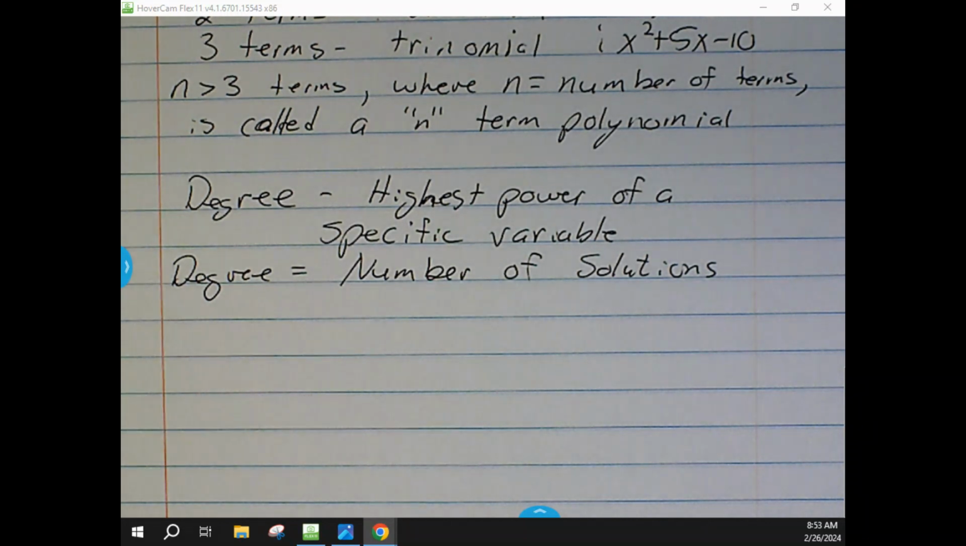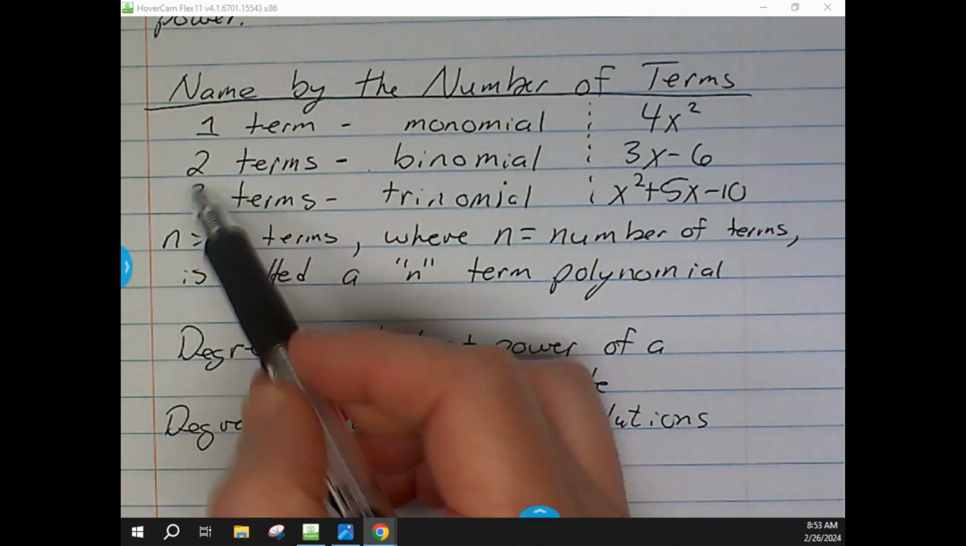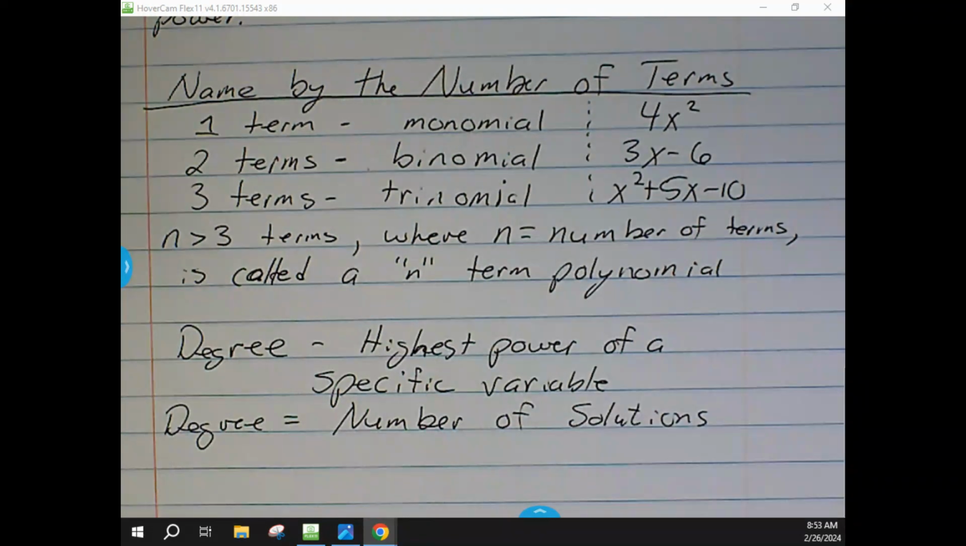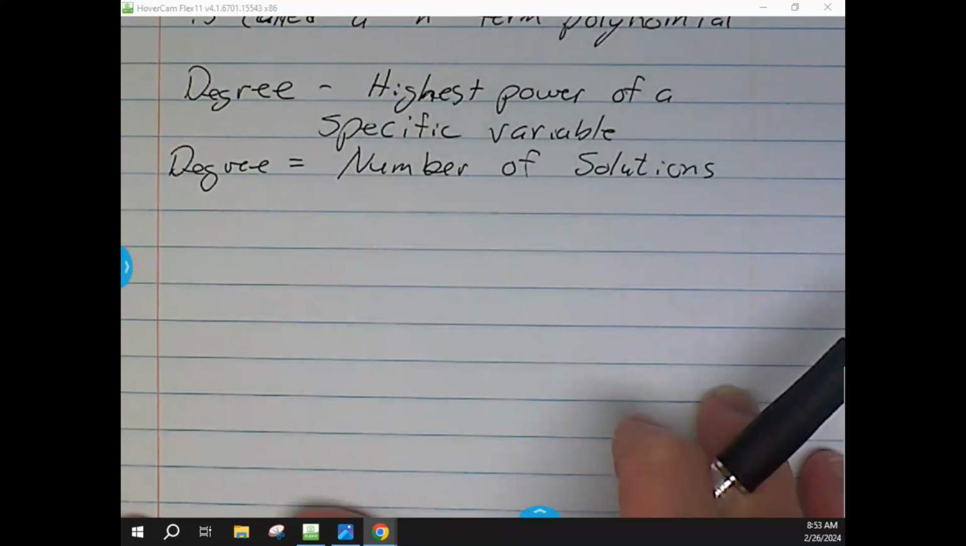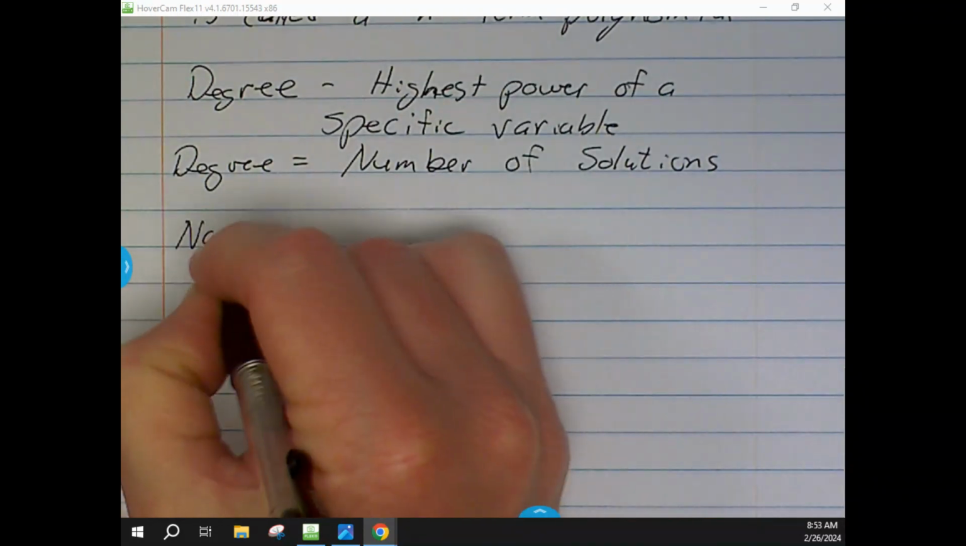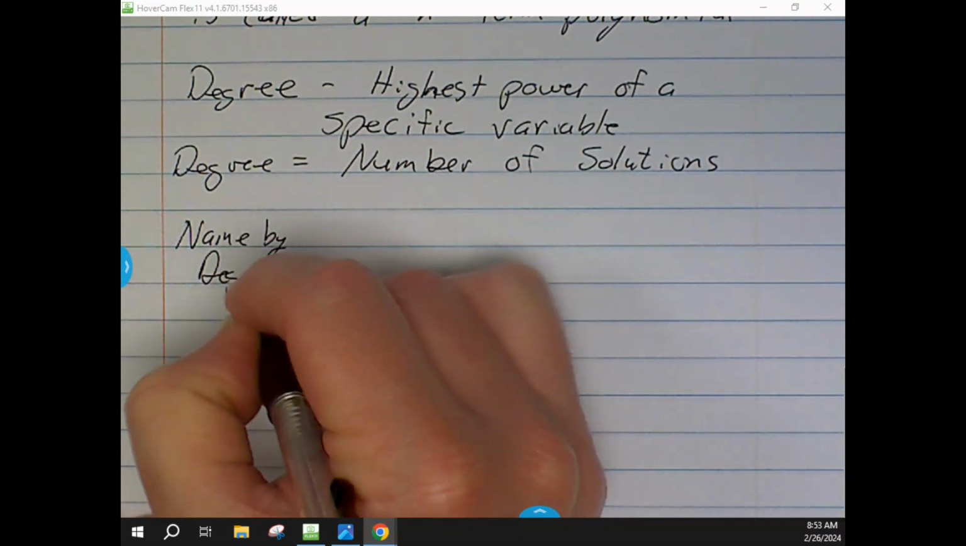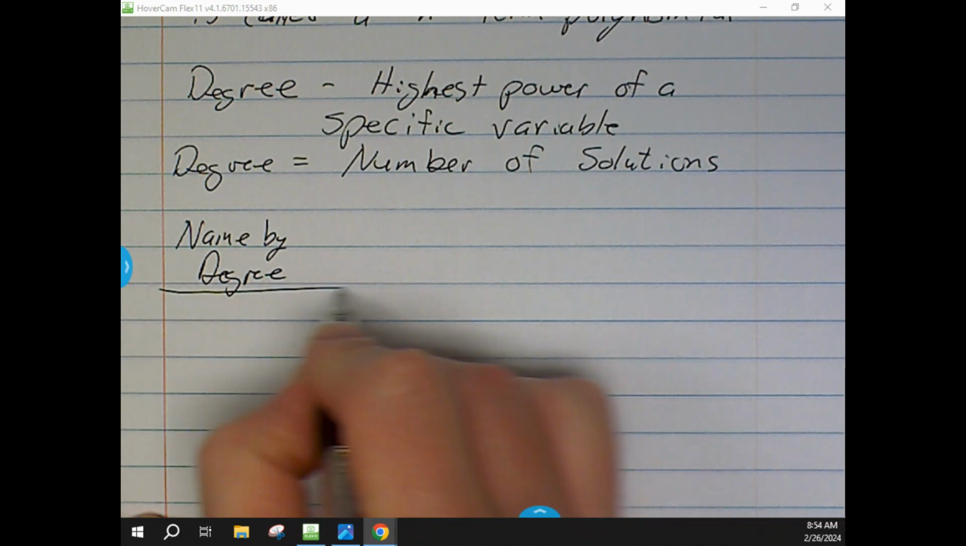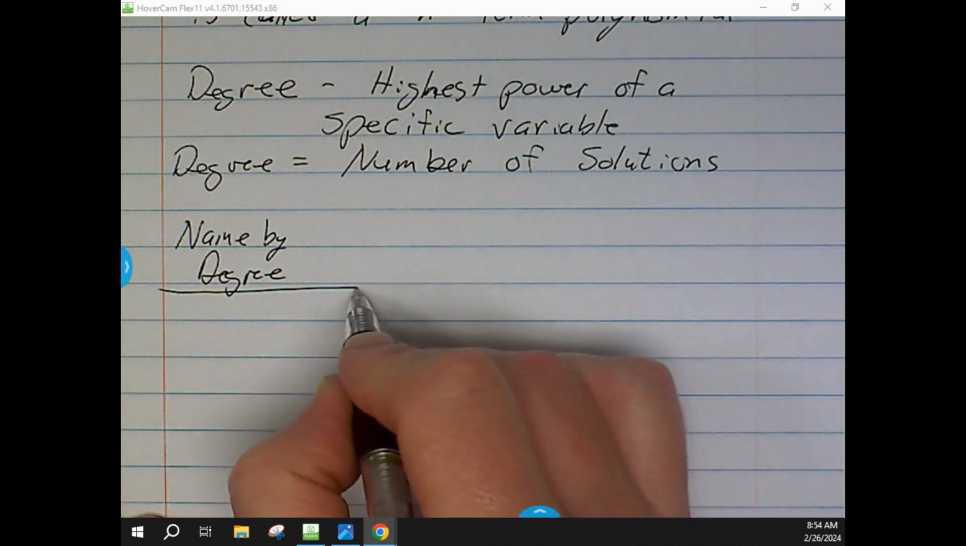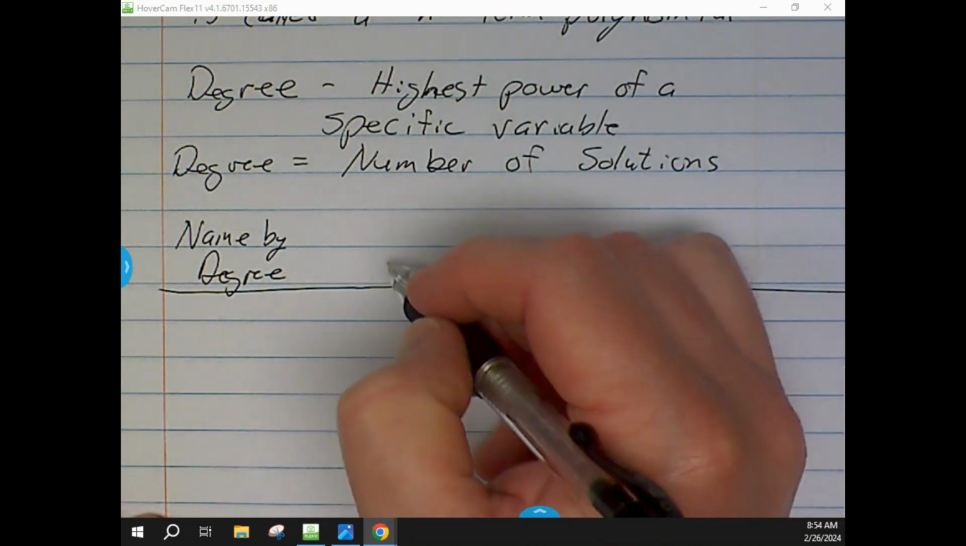Okay. So the other way we're going to classify these things is we're going to name it by degree. So we're naming it by the number of terms, whether it's 1, 2, 3, or just an n-term polynomial. The other way, again, is we're going to name it by degree. So for this one, we're going to make a little T-chart here.